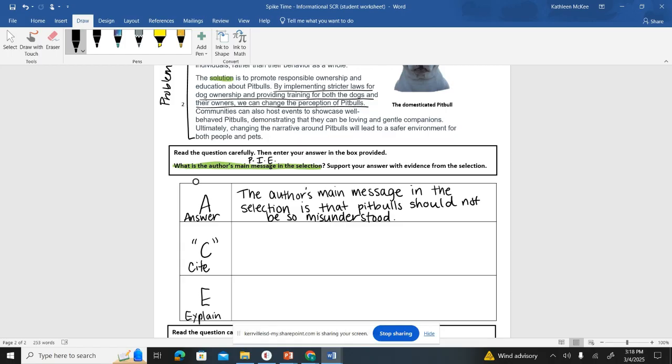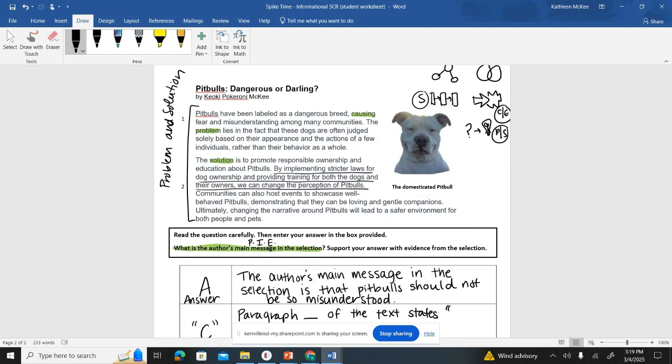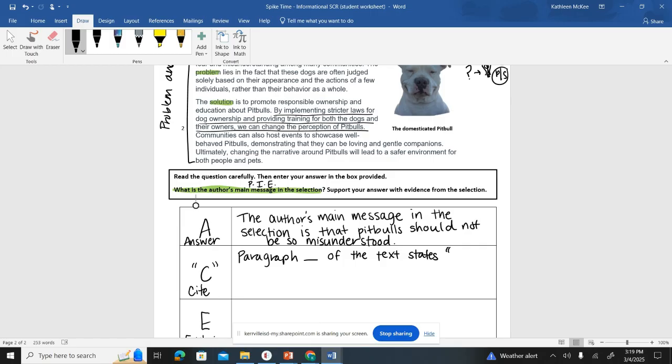Okay. Now for your cite, this is where we've been teaching our students to start with something like paragraph blank of the text states. And then we teach them to put their quotes because we're trying to get them to find direct quotes from the text that are going to prove their answer. So you can pause the video, and as a class, you guys can try to find evidence from the text that supports the answer that either you came up with or that we did together on my screen. It's up to you. So go ahead and pause the video.